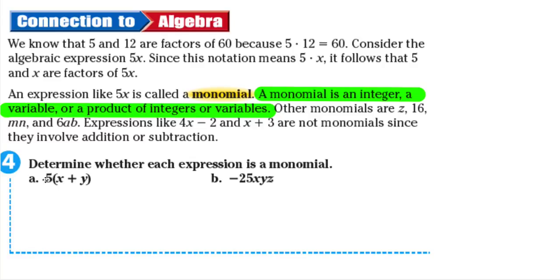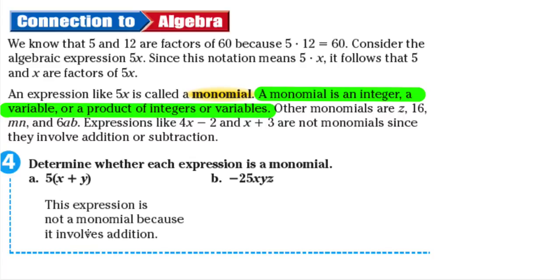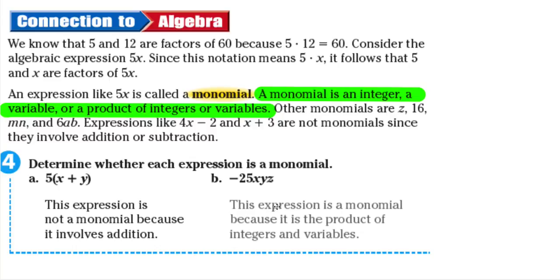Let's take a look at example number 4. Okay, determine whether each expression is a monomial. 5 times the quantity x plus y. Okay, again, that addition operation prevents this from becoming a monomial, so this is not a monomial. And in letter B, if you notice, negative 25xyz are all being multiplied. Okay, so it's a product. This expression is a monomial because it is the product of integers and variables.